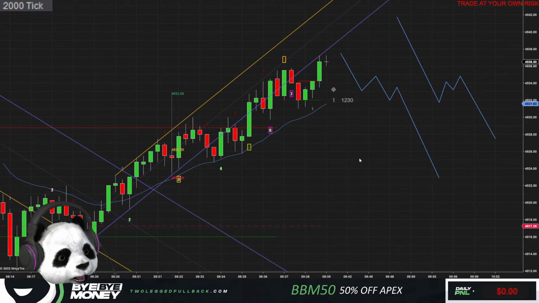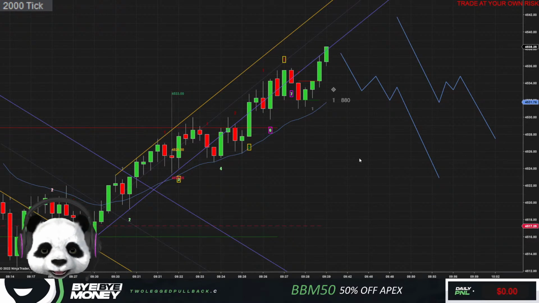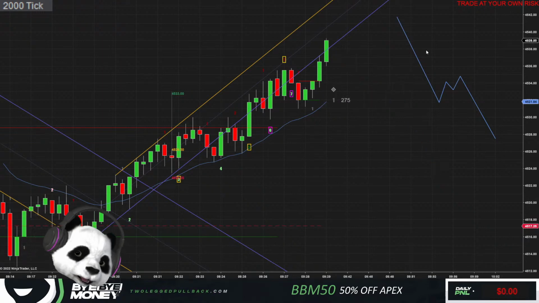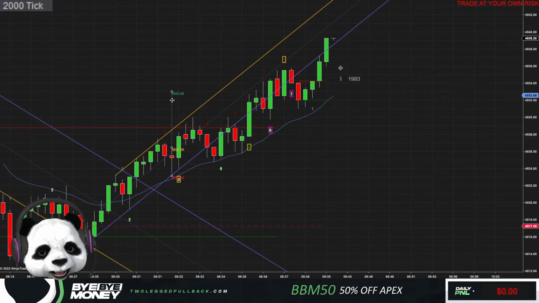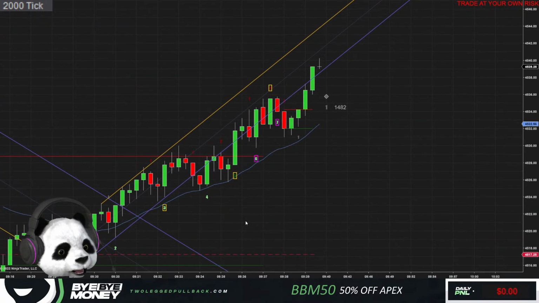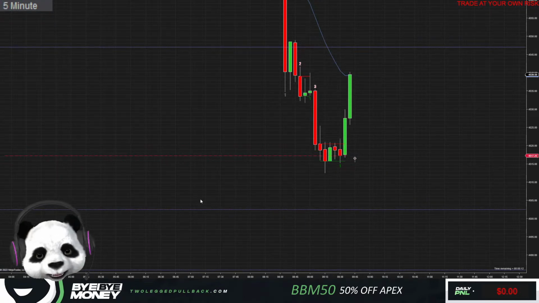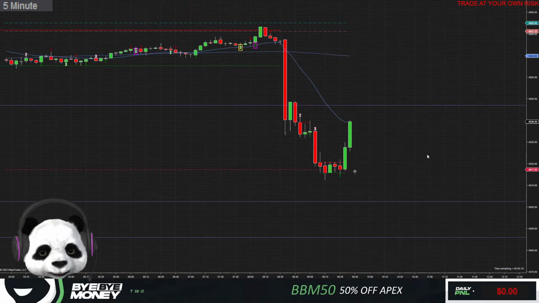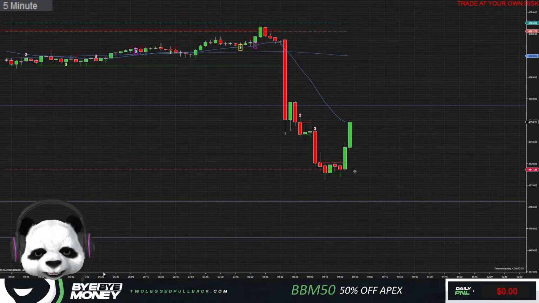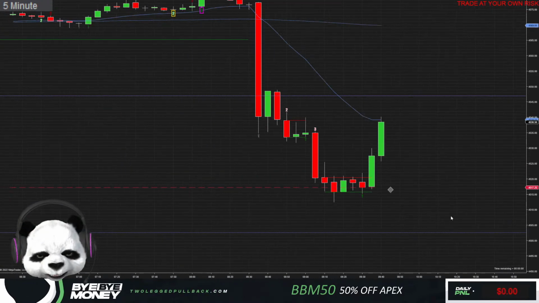We are pushing higher, pandas, which is unusual, right? This is the place I would look for a reversal, and it's not happening. So my premise may be changing here, pandas. I mean, we are breaking above the 20 MA on the 10K, but on the 5 minute, we're just touching it. Big reversal off of yesterday's low, and that could be our support here. Who knows?